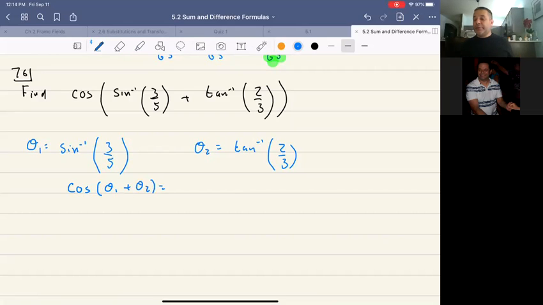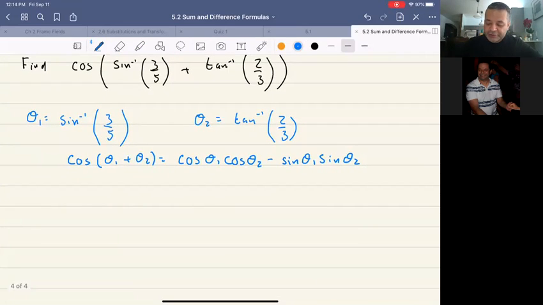And now we have to remember that cosine addition formula. So the cosine addition, they have cosines together and sines together, and they have the opposite sign. So cosine theta 1 cosine theta 2 minus sine theta 1 sine theta 2. So we need to find the cosine and sine for these things. We're going to do the same thing that we did with the last one. We're going to draw a couple triangles for each of these.